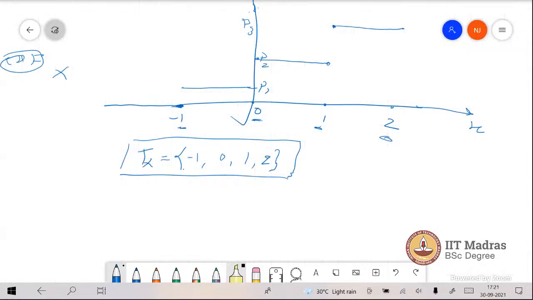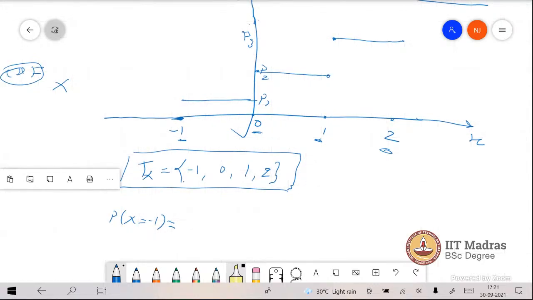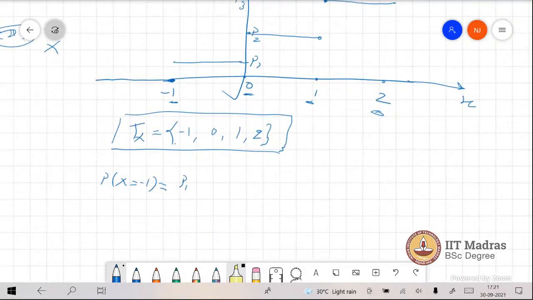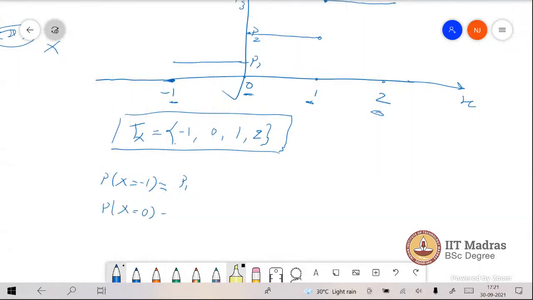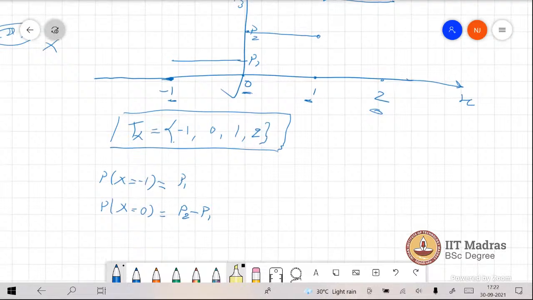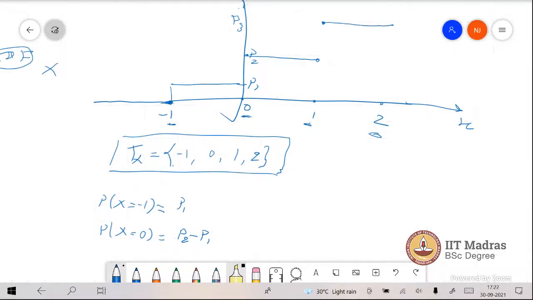Now give me the probabilities of these. P of x equal to minus 1 will be what? P1. Okay, and what will be the probability at x equal to 0? P2 minus P1, the amount of jump. So look here: here the jump is of amount P1. Here the jump will be P2 minus P1.